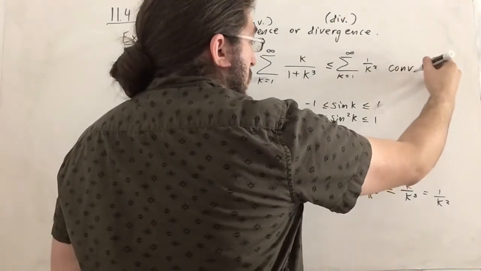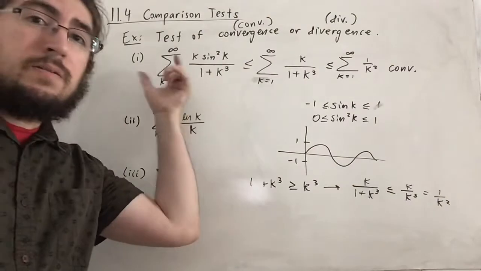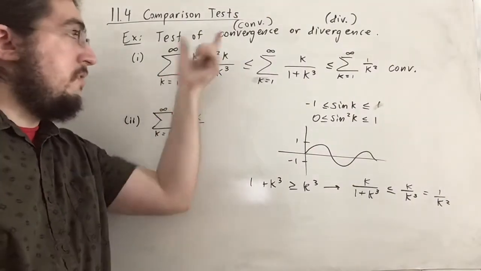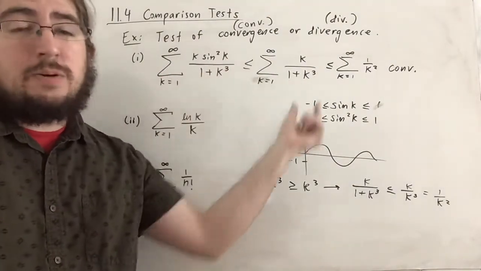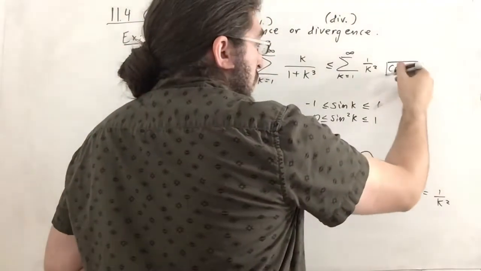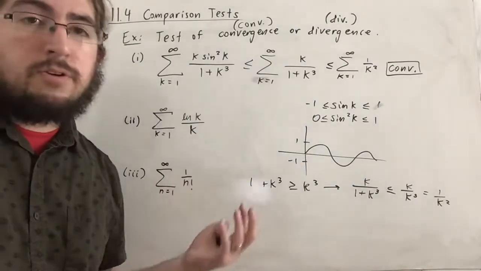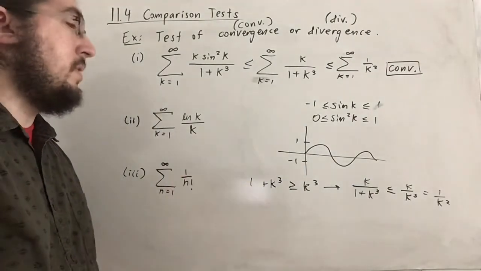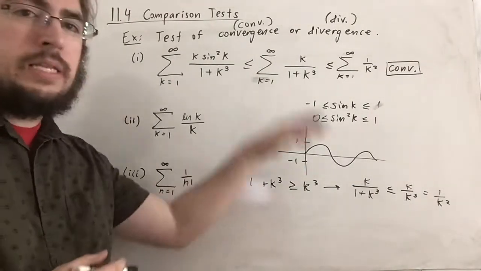So this converges. The series we're trying to test for convergence or divergence is less than a series that converges, and all the terms are positive, so it must also be convergent. Being less than a convergent series, if all your terms are positive, means you're convergent by comparison. Okay, so now let me clean this up and move on.